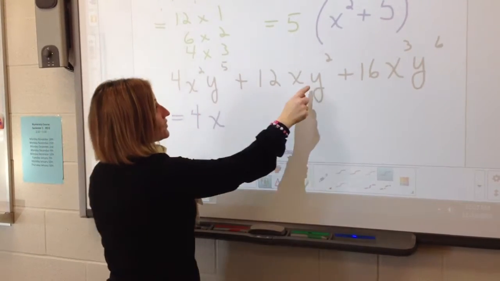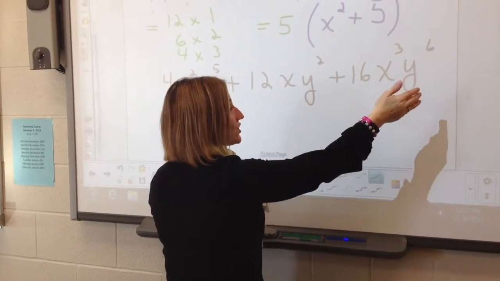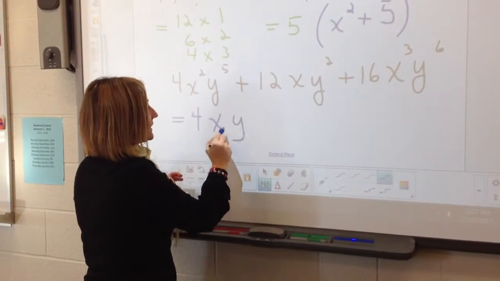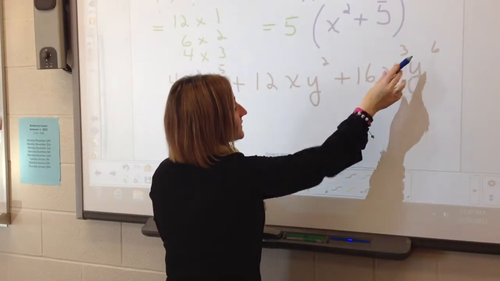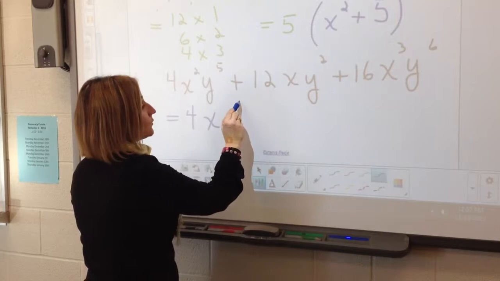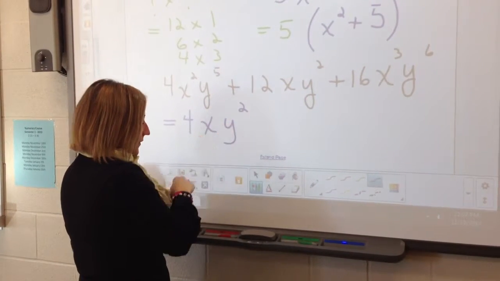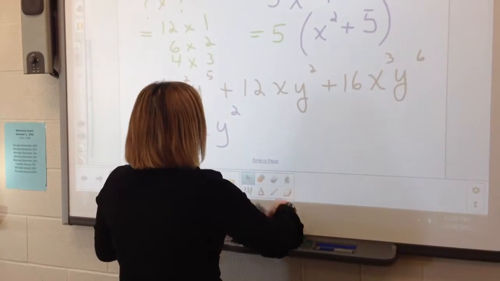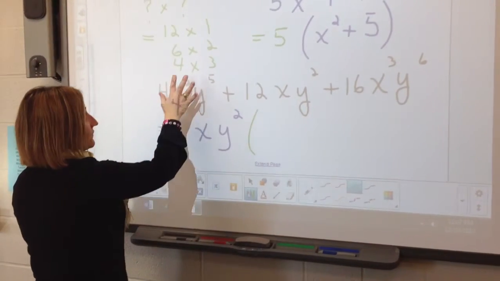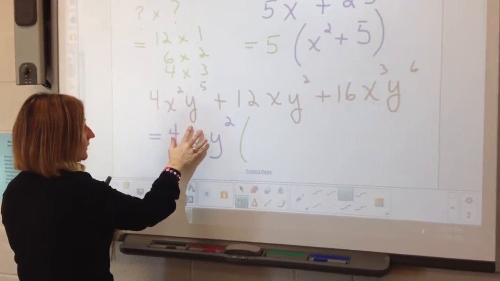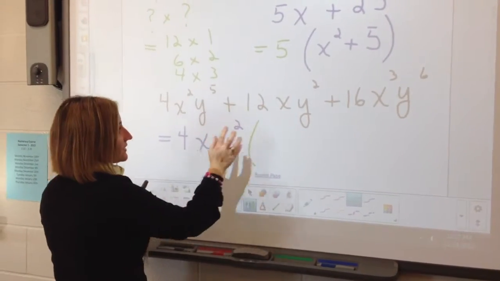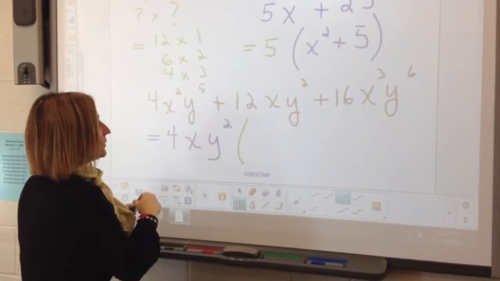Now there's a y, there's a y, there's a y. So all 3 of them share a common y, but which one do I take? y to the 5, y squared, or y to the 6? Well, the one with the lowest, which would be y squared. So our GCF is 4xy squared. I've identified it. I'm going to open the bracket, and I'm now going to divide each term by my GCF. This term by the GCF, this term by the GCF. And so here we start.